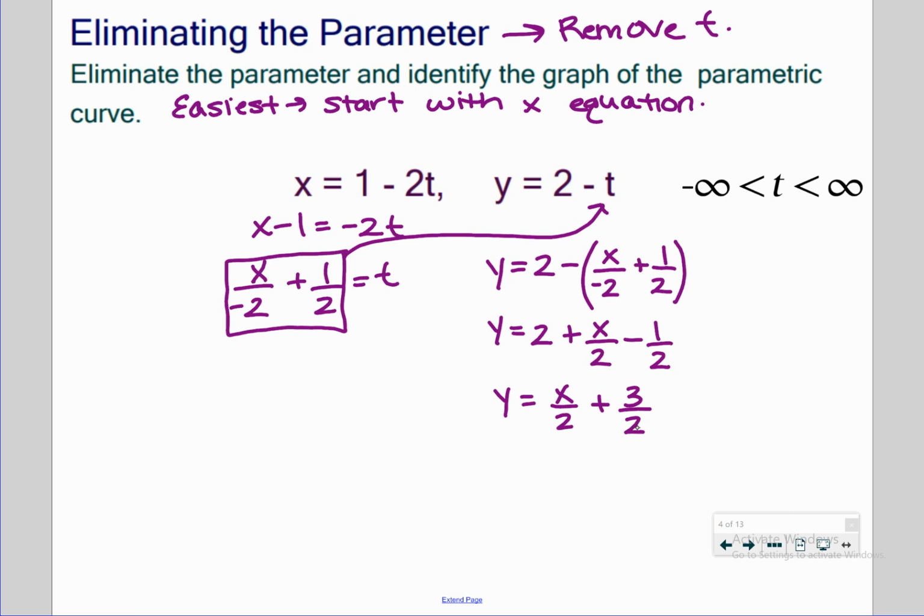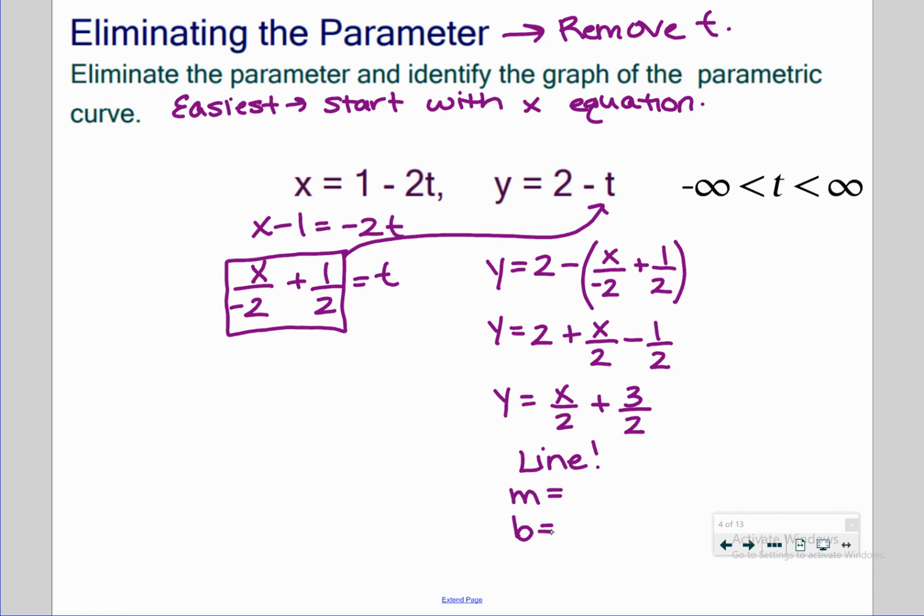And then you should be able to tell me what this is an equation of now. Kind of like we did with the polar equations. We got rid of the r's and the thetas before, and it was something we recognized. Now we get rid of the t's, and it's something we recognize. What is it? This is a line. And if it's a line, you should be able to tell me the slope and the y-intercept.